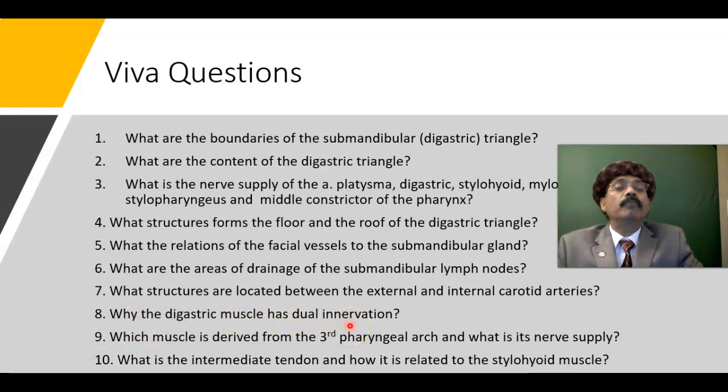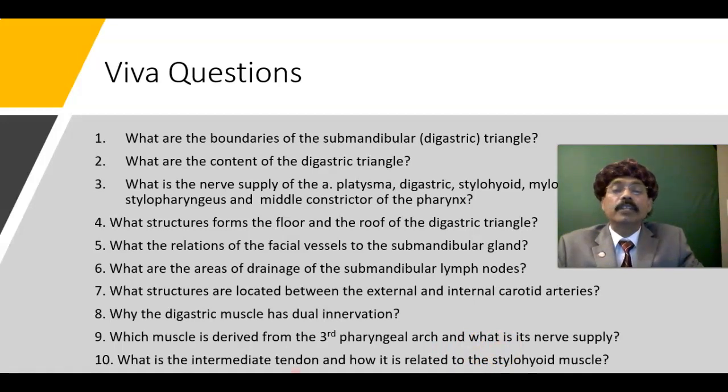Why is the digastric muscle dually innervated? Because it is coming from the first pharyngeal arch and second pharyngeal arch. First pharyngeal arch forms the anterior belly. The second pharyngeal arch forms the posterior belly. Which muscle is derived from the third pharyngeal arch, and what is its nerve supply? That is the stylopharyngeus muscle. Nerve supplied by the glossopharyngeal nerve. That is the ninth cranial nerve.